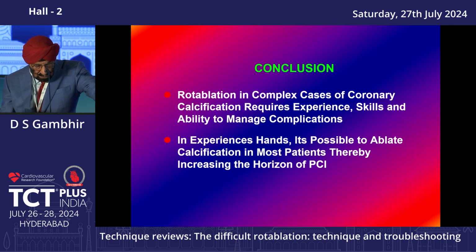So therefore, in conclusion, rota in complex cases of coronary calcification requires experience, skills, and the ability to manage complications. In experienced hands, it's possible to ablate calcification in most patients, thereby increasing the horizon of PCI.